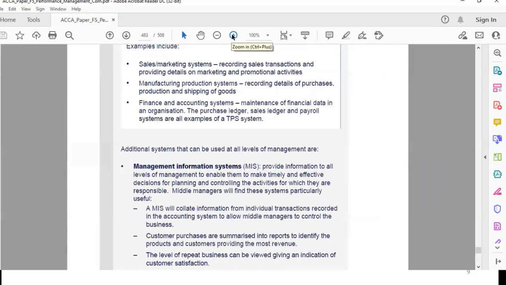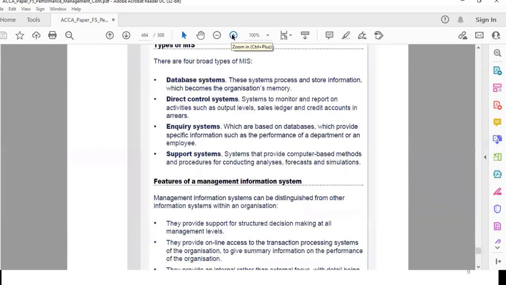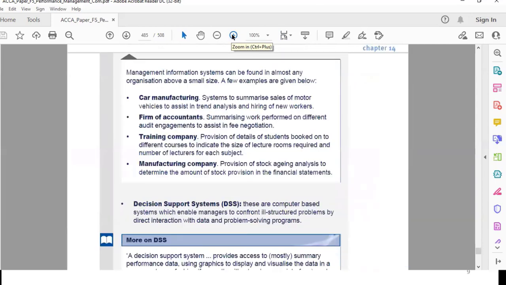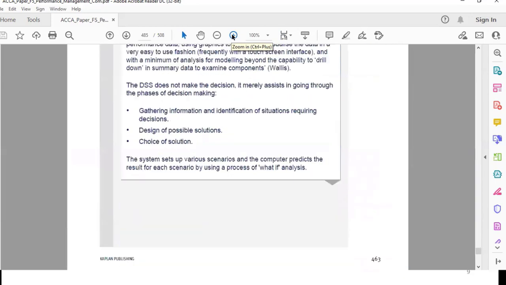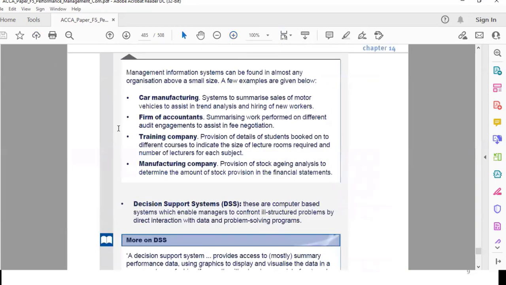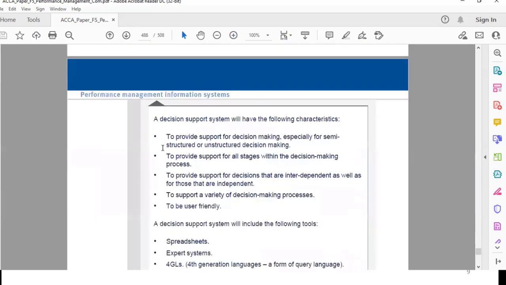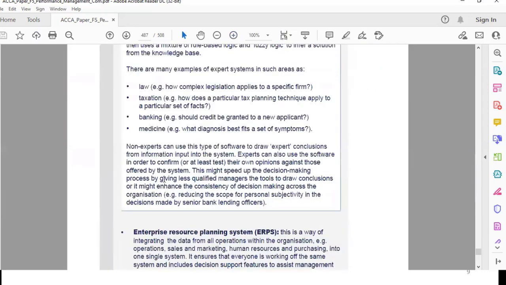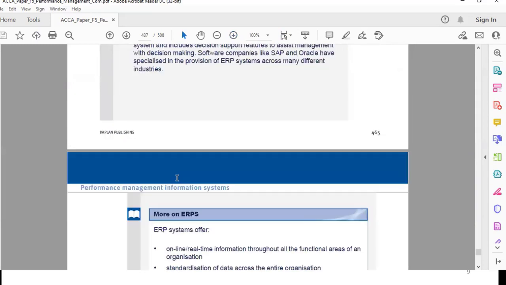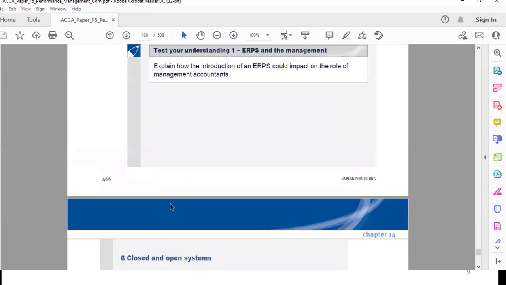So we have covered the transaction processing system first. We have discussed MIS, data systems. We have now discussed ERPs. You have to focus on these areas, such as car manufacturing and how the MIS is working. These are actually applications of MIS. Then the decision support system, expert system, and enterprise ERPs. I just explained those.